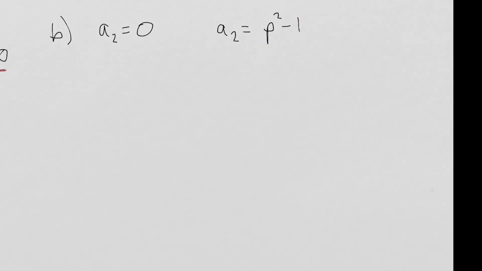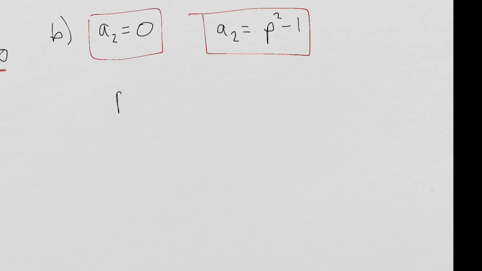Okay, the second question said that given that the second term, A2, is equal to 0, find the value of P. So I already worked out an expression for the second term, see my previous answer to part A. And all I'm going to do now is make that equal to 0. So P squared minus 1 is equal to 0. P squared is equal to 1. Taking the positive and negative square root of 1 there, not forgetting the plus or minus.